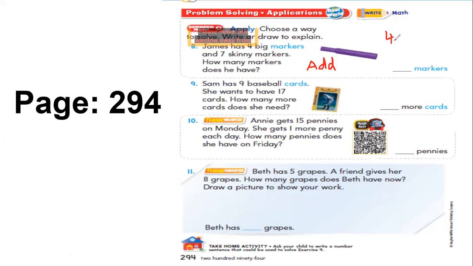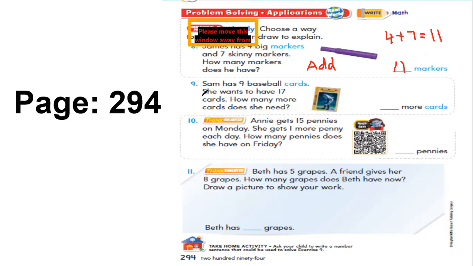So that will be 4 plus 7. 7 in the mind, 4 in the hand. After 7: 8, 9, 10, 11. So 4 plus 7 equals 11. So we have altogether 11 markers. Yes, very good. Livia, Rawant, Lamar, excellent. Eileen, very good, Reem.